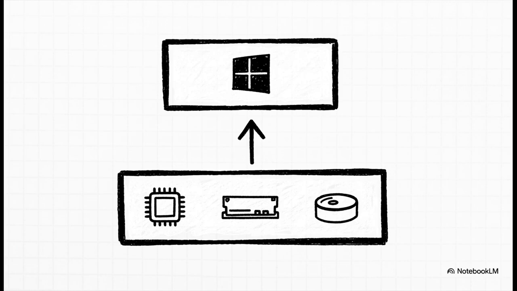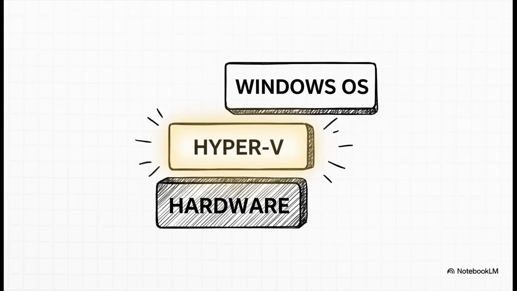Okay, let's picture your PC right now, as it is. You've got your hardware on the bottom layer, the CPU, RAM, all that good stuff. And then sitting right on top of it is your Windows 11 OS. Simple, right? Hardware, then operating system. That's the normal setup. But the moment you go into your settings and check that little box to enable Hyper-V, everything changes. Something really fundamental happens the next time you reboot.